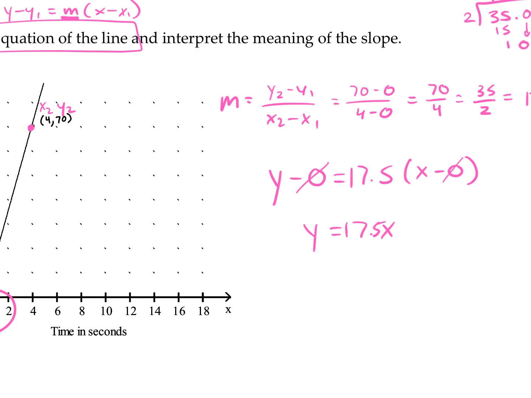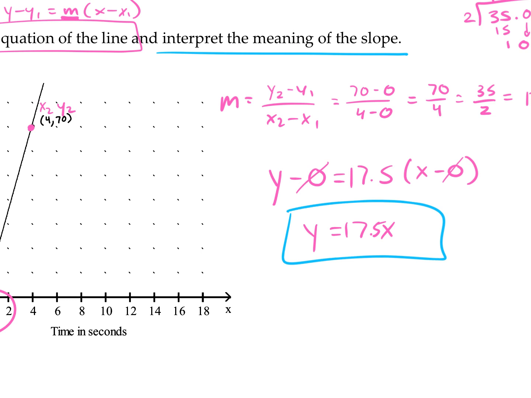All right, guys, the last part of this question, we need to interpret the meaning of the slope. So this is our equation of a line. We're done with that. Now let's interpret the meaning of the slope. Our slope is 17.5. What are we talking about? Speed.